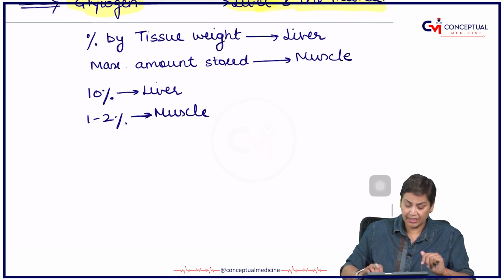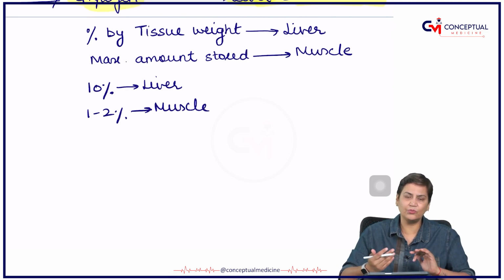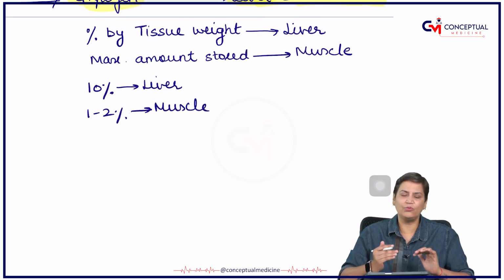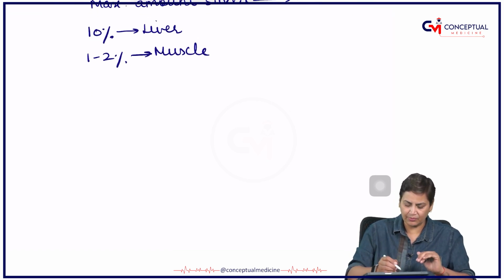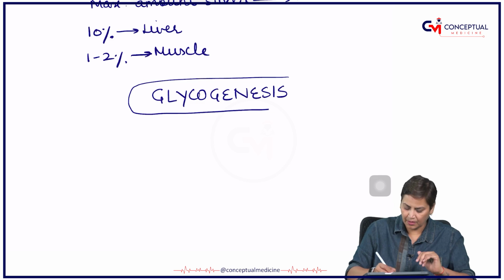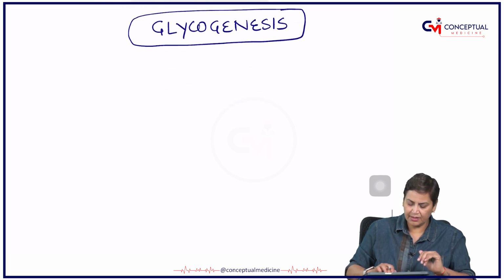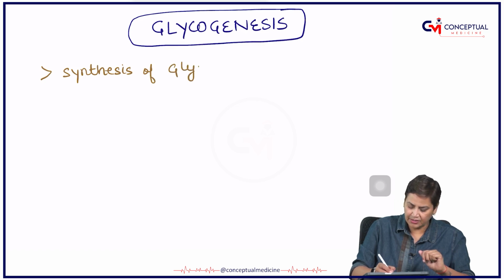Now, the question is, first of all, what is glycogenesis? How does it occur? What are the different steps of glycogenesis? And what are the steps of glycogenolysis? So first of all, we are going to take these processes one by one. First, we are going to take up glycogenesis. Now see, the important point about this is glycogenesis is the synthesis of glycogen. I'll just quickly summarize this: synthesis of glycogen from glucose.